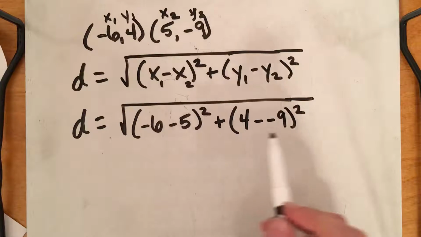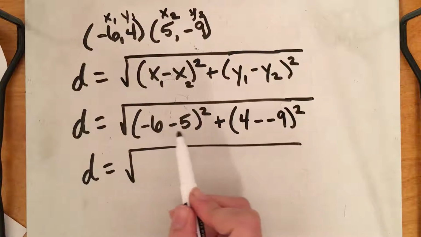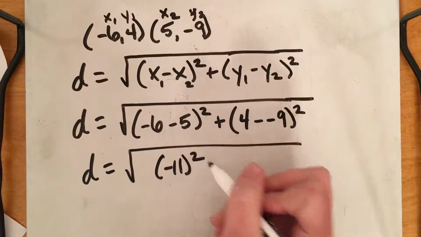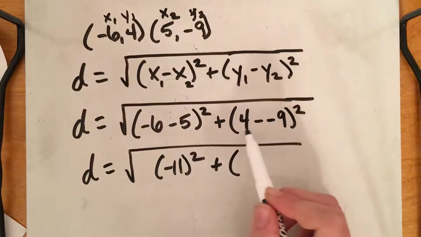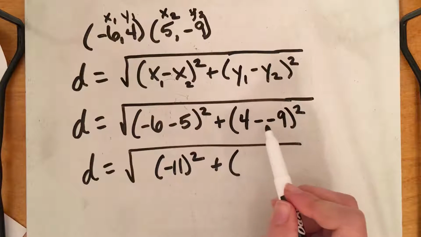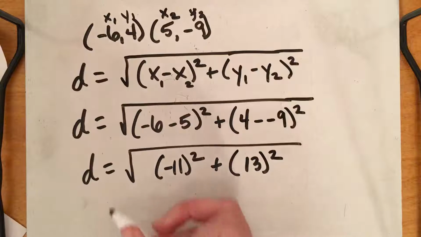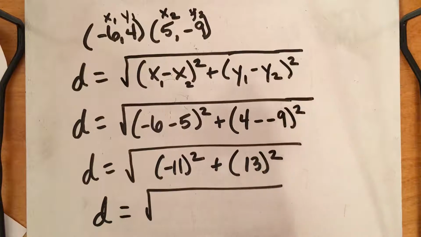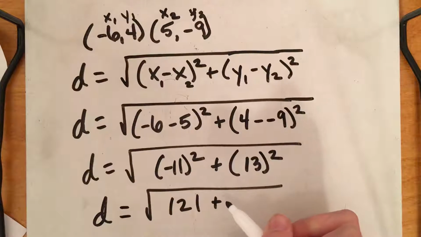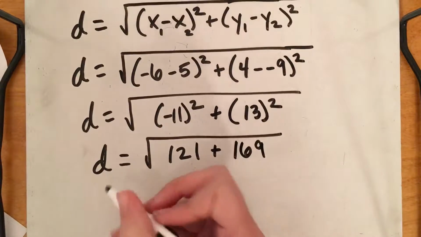Now I'm going to do the things inside the parentheses next. That's my order of operations. So -6 minus 5 gives me -11, and that's squared, plus 4 minus -9. The negative and this minus become a plus, so 4 plus 9 is 13 squared. Now I do inside the square root sign. I have -11 squared. If you use your calculator, it should be a positive result. So 121 plus 169. That's what each of those is squared. Now I'm going to add those together.